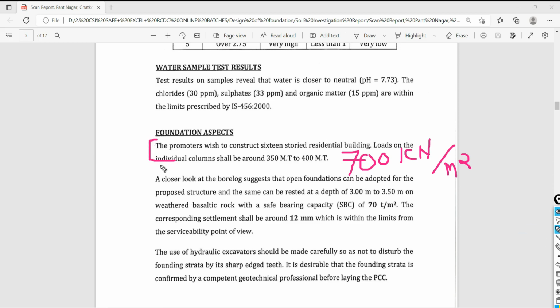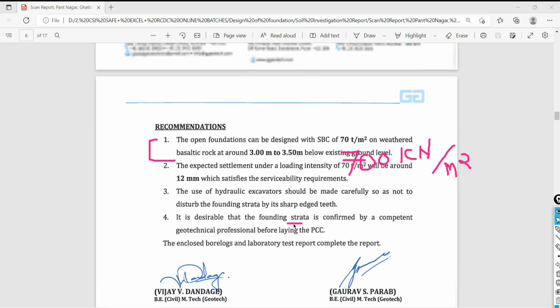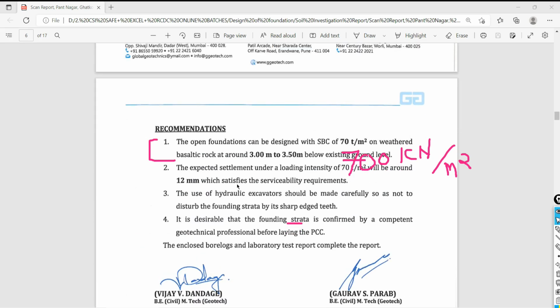It finally discusses the results and makes a suggestion for the bearing capacity of the soil to be taken, and what allowable settlement is there. See, when you look here, I think settlement is also summarized in the recommendation.